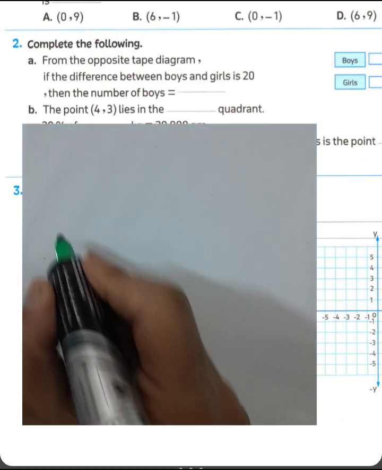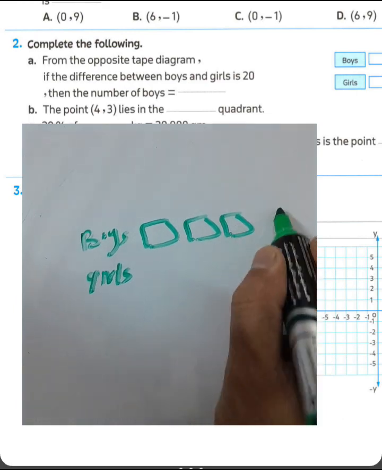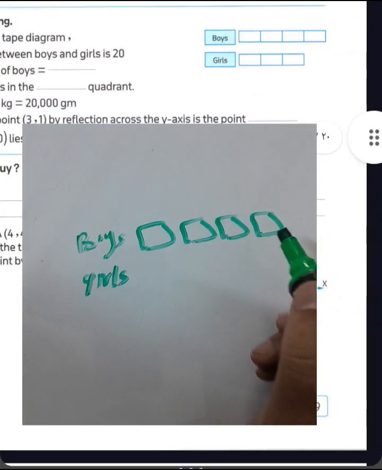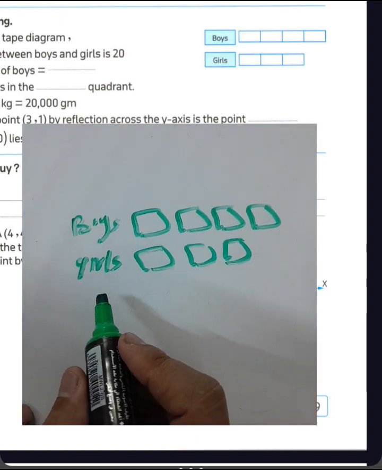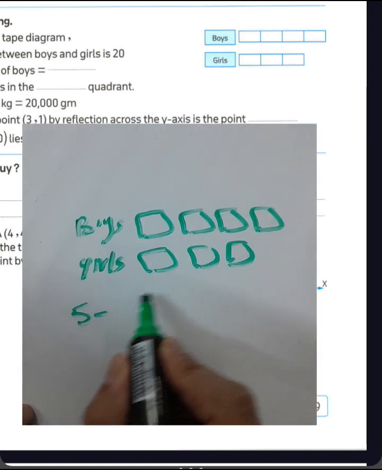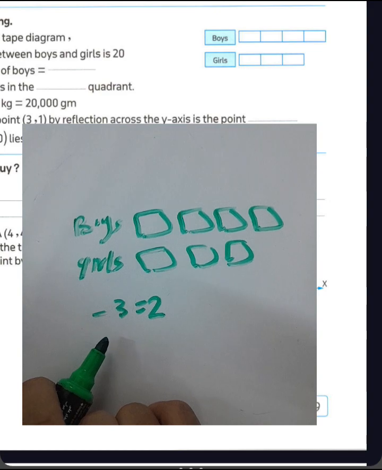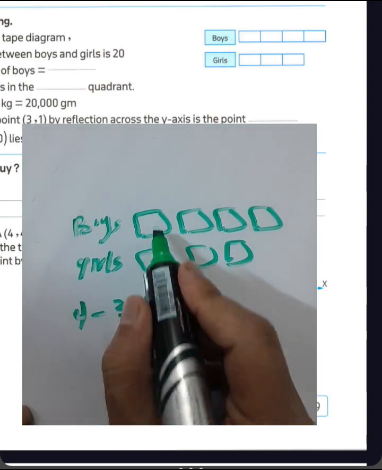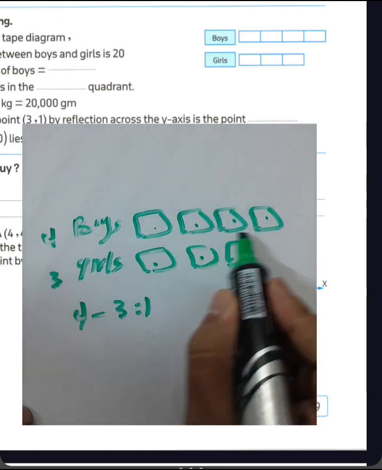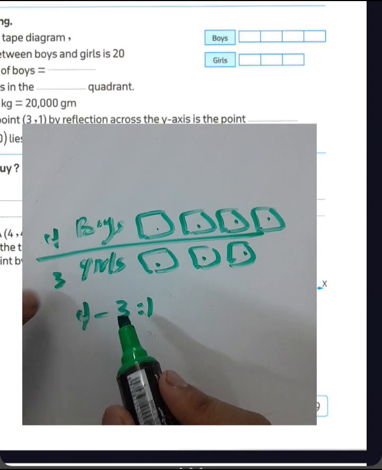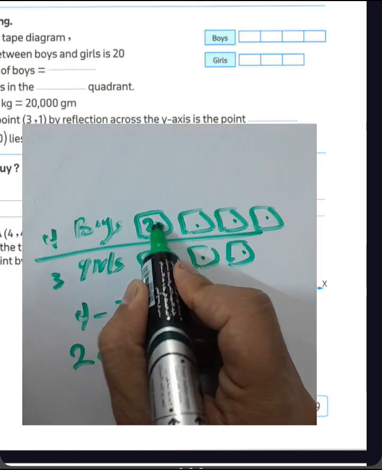Again, we have boys here and girls, and we have 1, 2, 3, 4 parts. And the girls 1, 2, 3. He gives us the difference between them was 20. Then you can write 4 minus 3 equals 1. Sorry. Then the ratio between them is 4 to 3. The difference between them equals 20. Then you can write 20 divided by 1 equals 20. Then the value of each part equals 20.